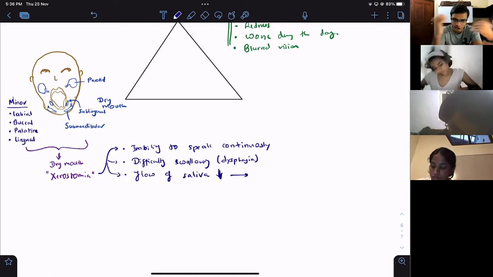When that happens, what is happening? These patients show increased dental caries, right? Dental caries.